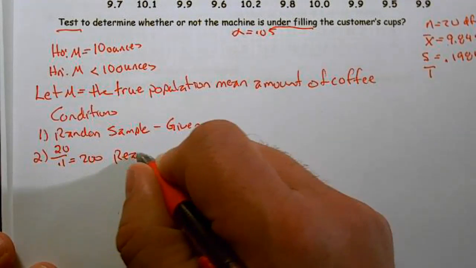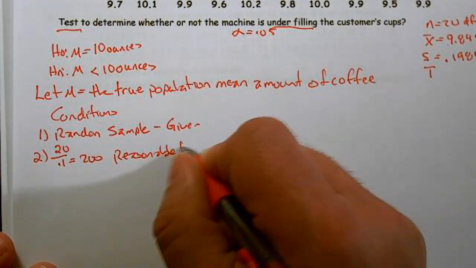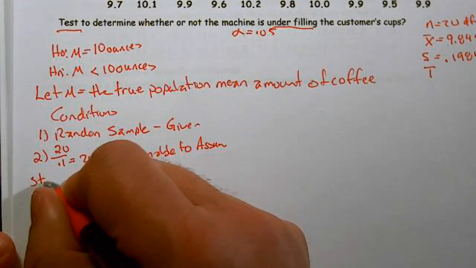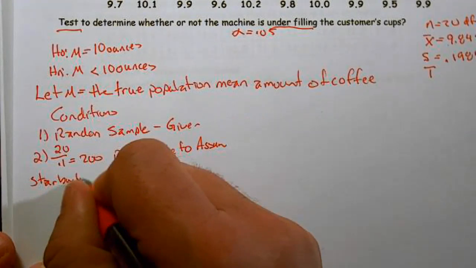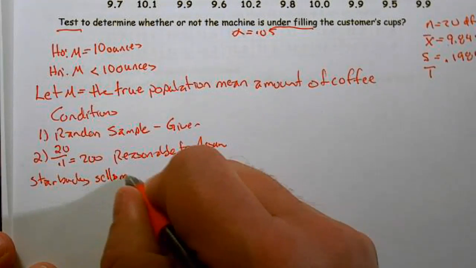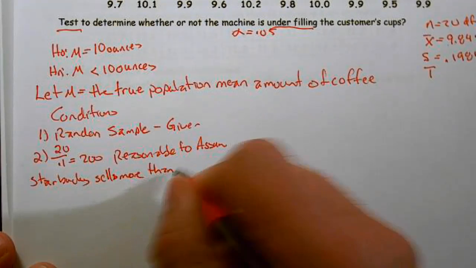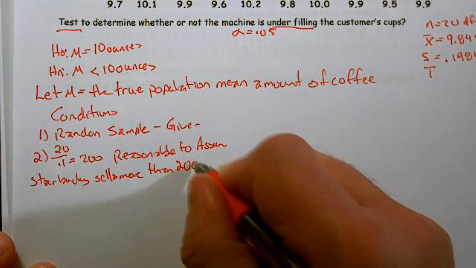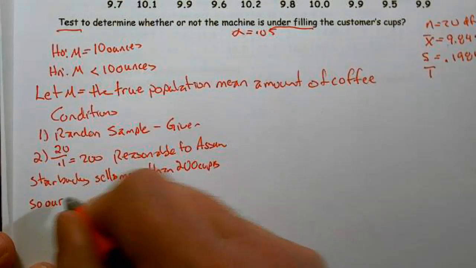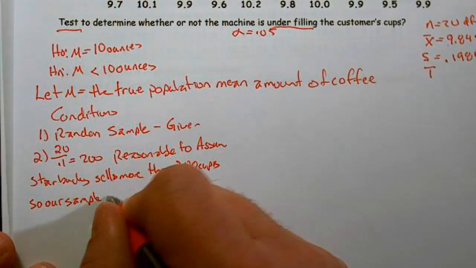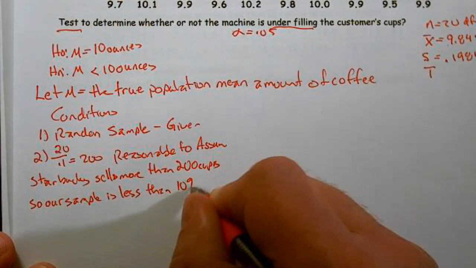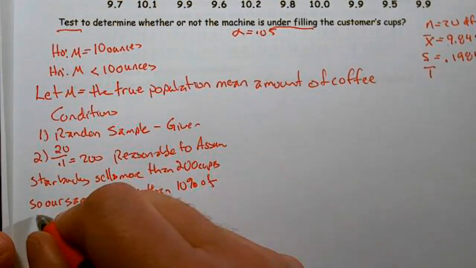And I'm going to say it's reasonable to assume Starbucks sells more than 200 cups. You're like, you didn't say Starbucks. I know, but I just made something up. 200 cups. So our sample is less than 10% of the population.